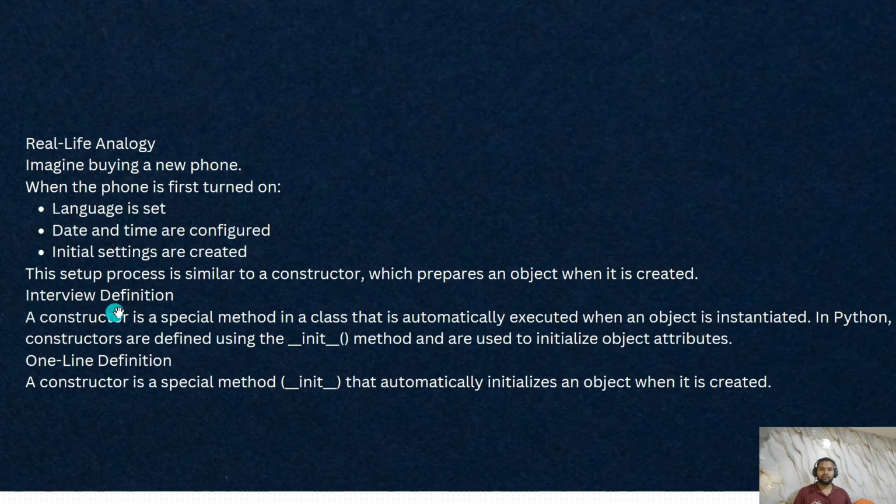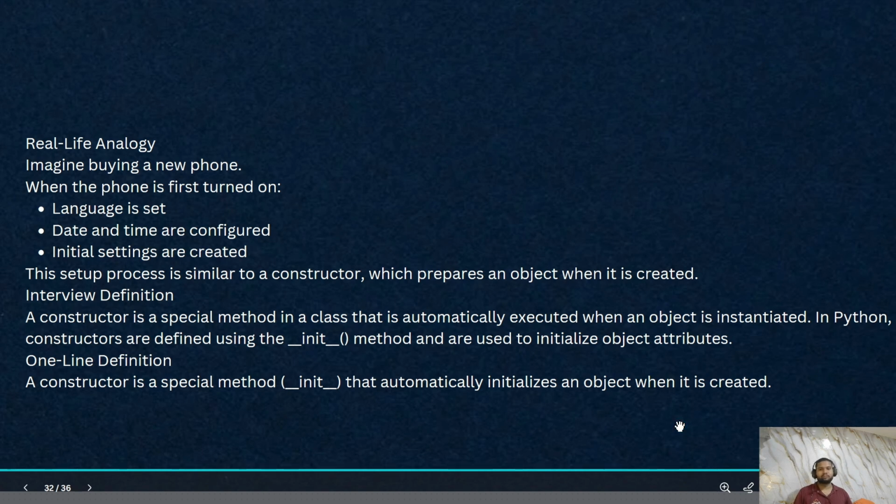And for an interview definition, you can say it like this: a constructor is a special method in a class that is automatically executed when an object is instantiated. In Python, constructors are defined using the init dunder method and are used to initialize object attributes. One line definition: a constructor is a special method that automatically initializes an object when it is created. So this is a way to explain a constructor in one line.